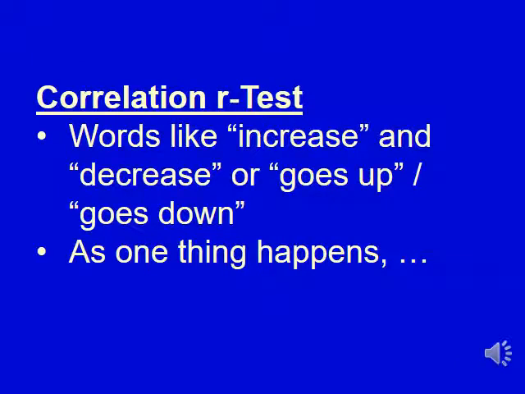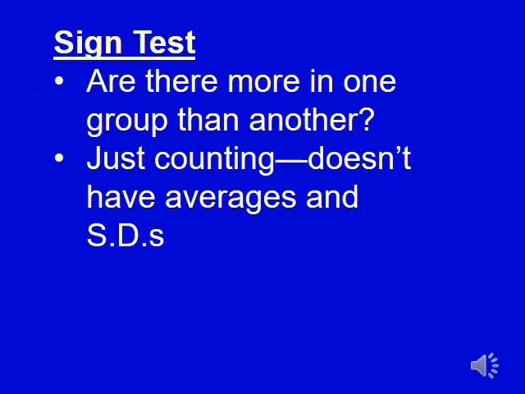A couple of weeks ago, we did a correlation R test. That was the one where you were looking at whether two different variables were related. The dead giveaways that tell you it's going to be a correlation R test are words like increase or decrease or goes up, goes down, things like that. Basically, you're saying when one thing happens, what happens with the other thing? And again, increase, decrease, up and down, those are like the dead giveaways for correlation.